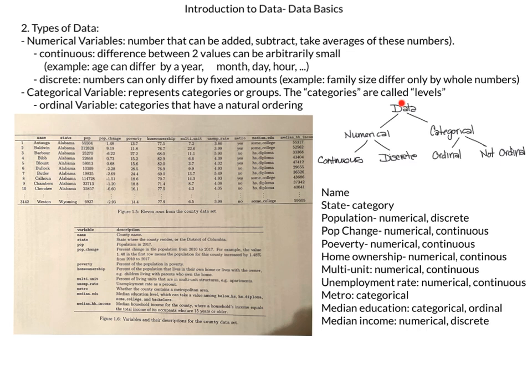Metro is a yes or no, so it's not numerical, it's categorical. Is it ordinal? Is there an order between yes and no? Well, not really. You always say yes first, but there's nothing natural about saying yes first. It's just that you're conditioned that way. So it's categorical, non-ordinal.